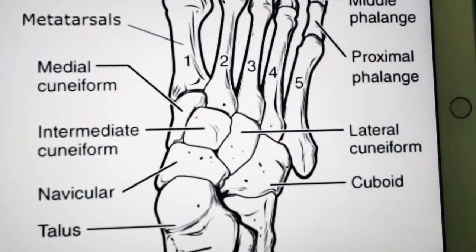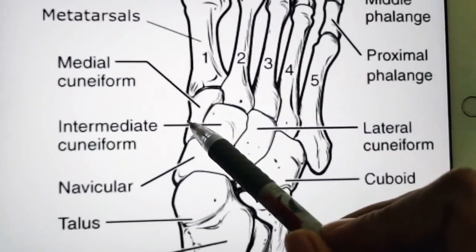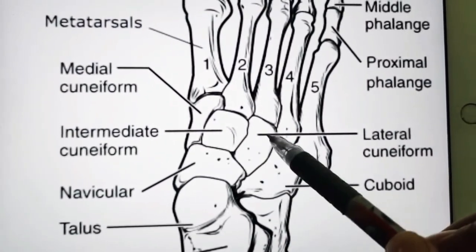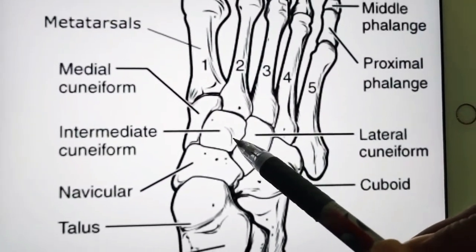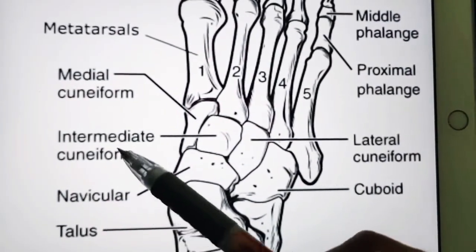So today we are going to understand the cuneiform bones. You can see these are the three cuneiform bones: the medial cuneiform, the intermediate cuneiform, the lateral cuneiform. So what are the common features of this? Mainly there are three cuneiform bones, as we discussed just now.